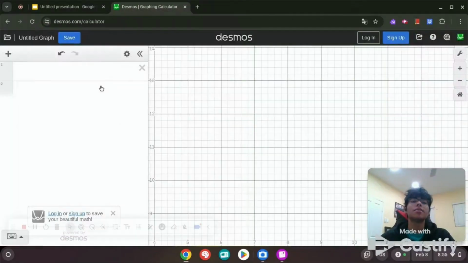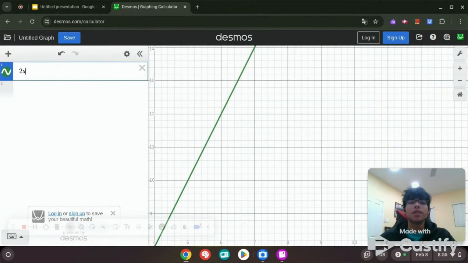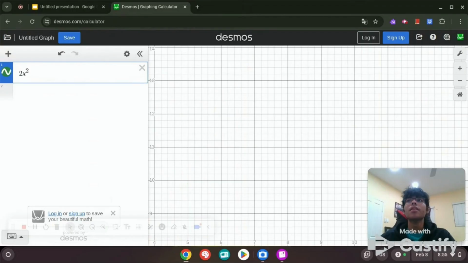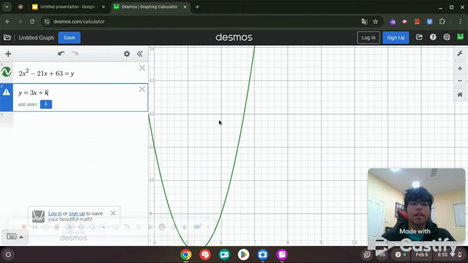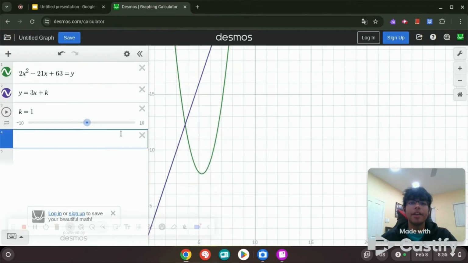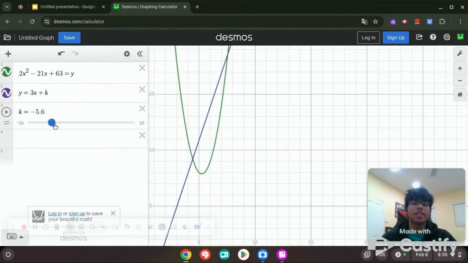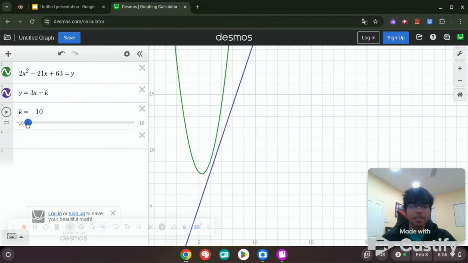You can also do some stuff with this on Desmos. So we can go to Desmos. We have 2x squared minus 21x plus 64 is equal to y, same thing. And then y is equal to 3x plus k. Let's add our slider for k. And you see how we can slide it down until we get something close. Let's see how close I can get. So what if I go right here?